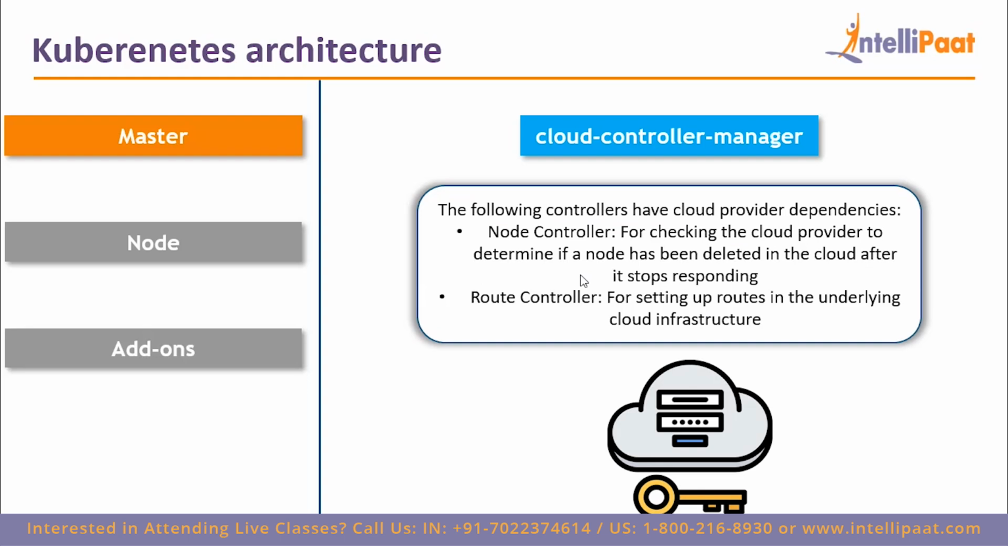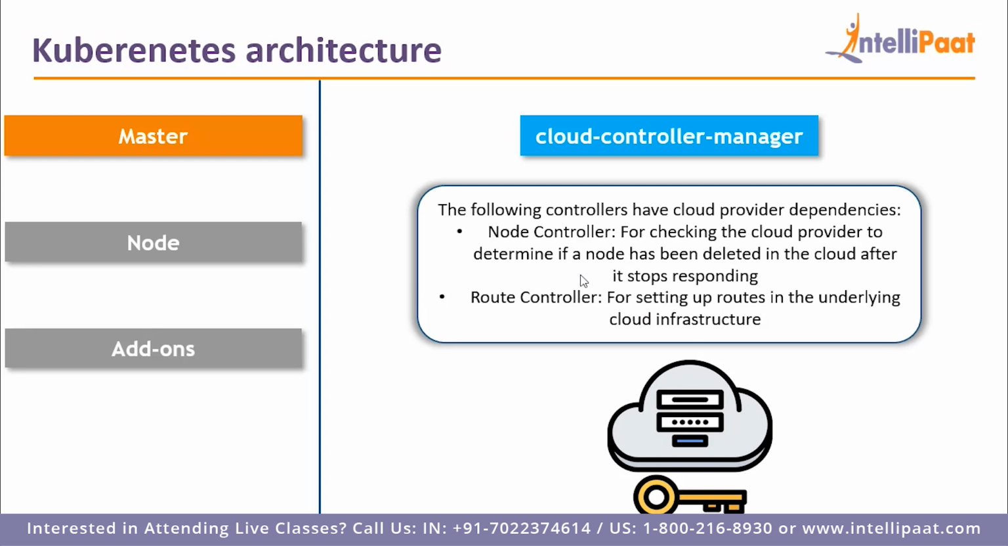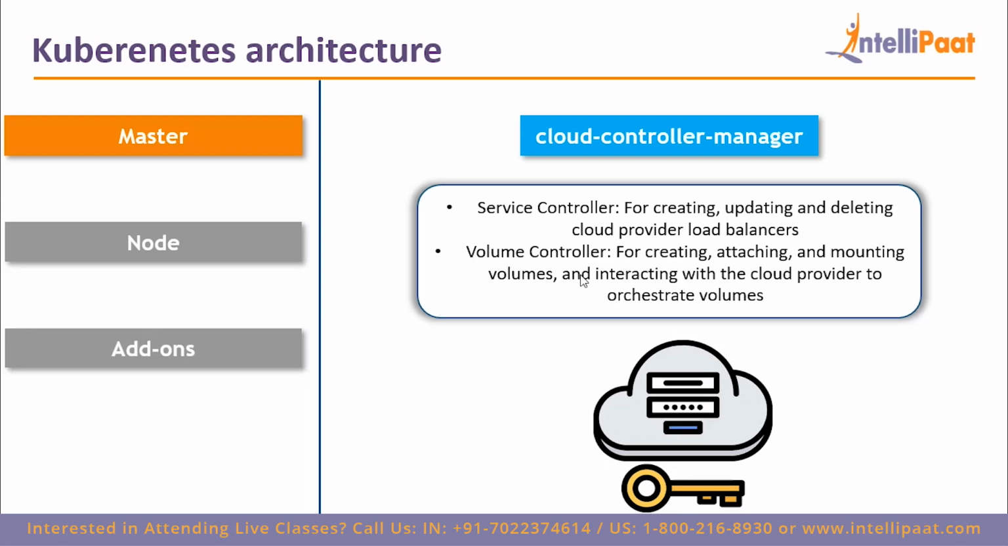The following controllers have cloud provider dependencies: there is a node controller, a route controller, a service controller and a volume controller. So there are 4 kinds here also. The job of the node controller is checking the cloud provider to determine if the node has been deleted in the cloud after it stops responding. Then there is a route controller, which is for setting up different routes in the underlying cloud infrastructure. So it's basically responsible for where the information goes from where to where, and routing it, basically what a router does. Then there is a service controller, which is used for creating, updating and deleting cloud provider load balancers.